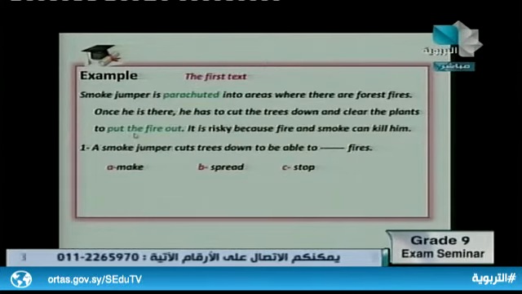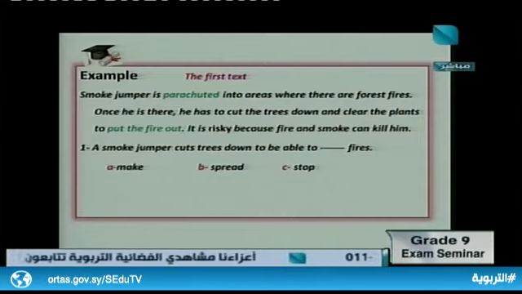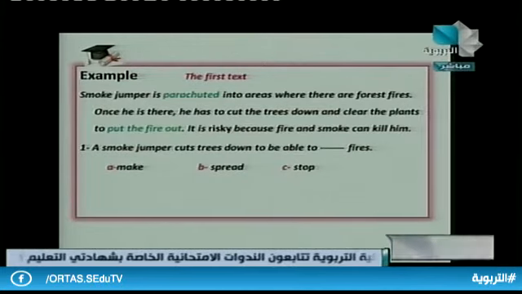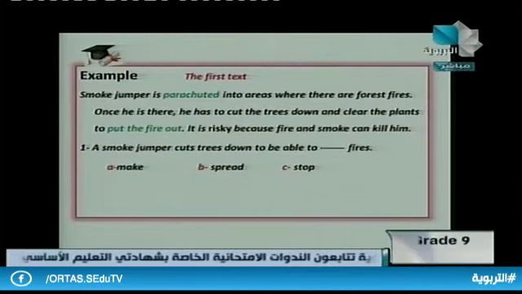Of course, right. It doesn't mean make, and it doesn't mean spread. To put the fire out means not to spread the fire, or to make the fire, or just to stop it. So this is the answer for number 1.